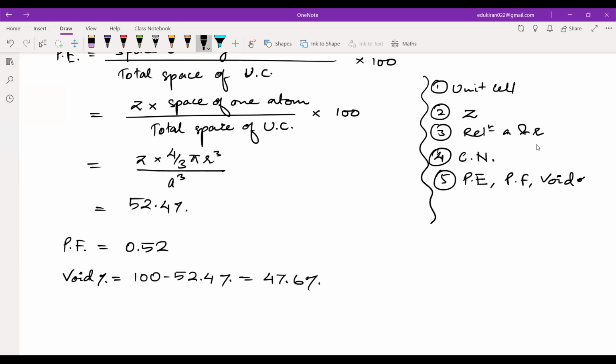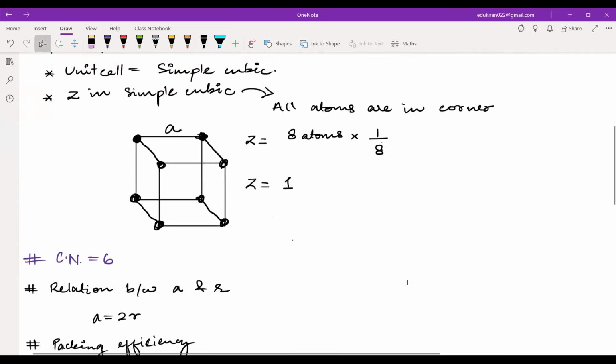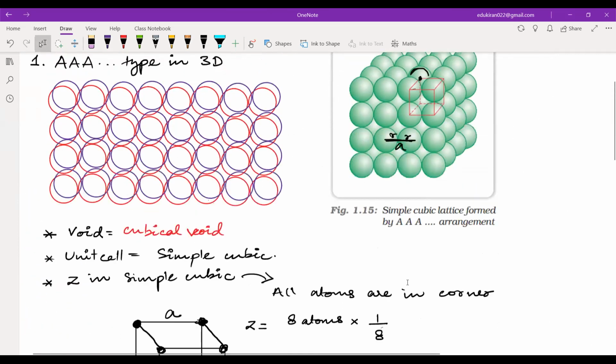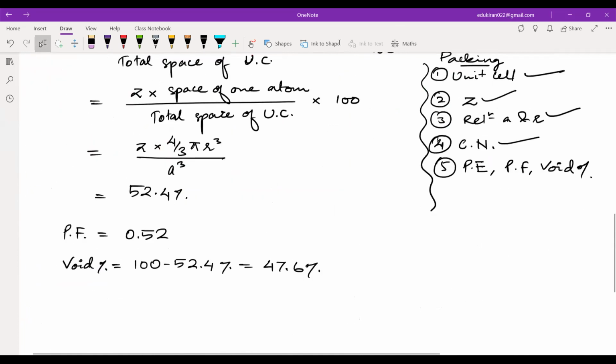Okay, so you can club these three things in the same point because all of these are related to each other, right? For each and every packing that we are going to study, we'll study the unit cell, then the Z, then the relationship between A and R, then the coordination number. And after that, we can study the packing efficiency, fraction, and void percentage. Is this clear with everyone? Yes or no? Yes, sir.